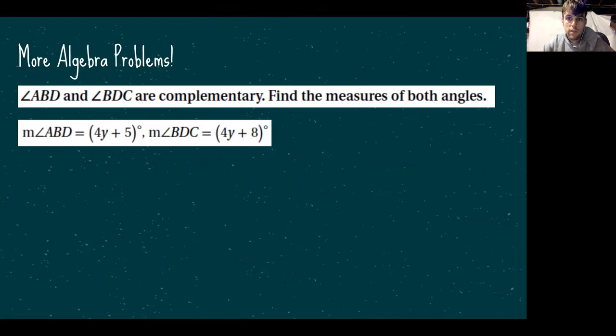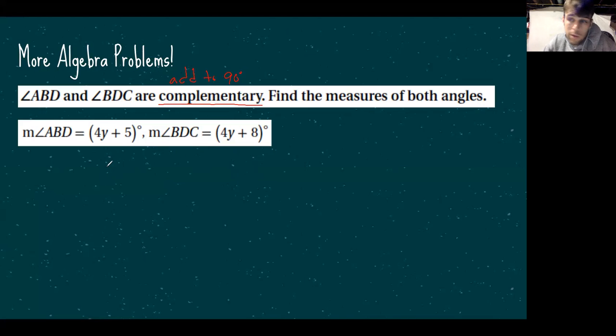We have angle ABD and angle BDC are complementary. So we need to remember what that means, right? Complementary means that they add to 90 degrees. Find the measures of both angles. All right, so similarly, we have some algebraic expressions that represent the angle measurements here. I'm going to skip a step a little bit. I'm going to do it quickly.